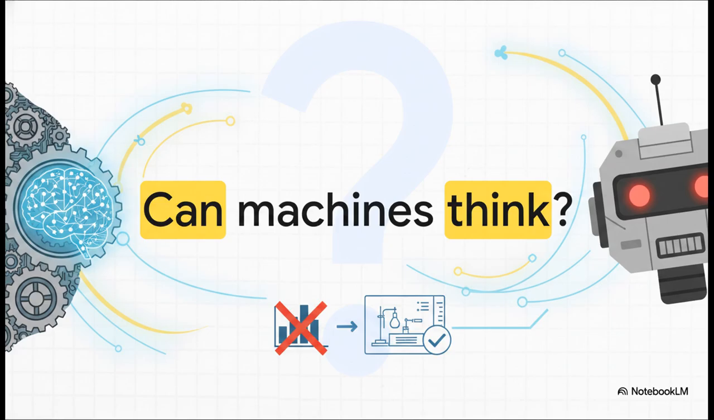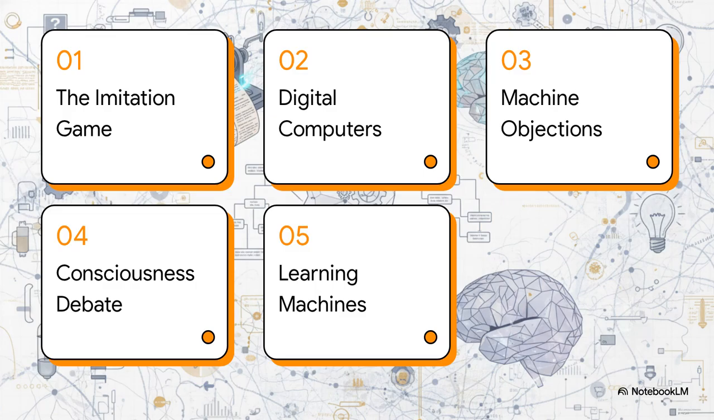It's entirely subjective. Instead, he decides to completely scrap this vague, messy question for something different, something rigorous, testable, and completely concrete. Okay, let's dive into this. Here's our roadmap for the explainer. First up, the famous imitation game. Second, the universal digital computers that play it. Third, we'll face the critics and break down objections to machine thinking. Fourth, we'll tackle the consciousness debate. And finally, Turing's visionary ideas on learning machines.